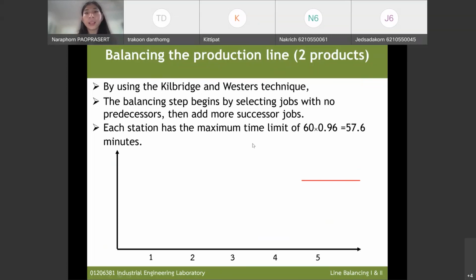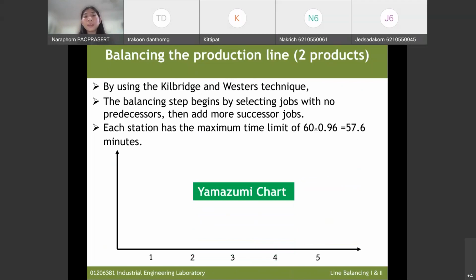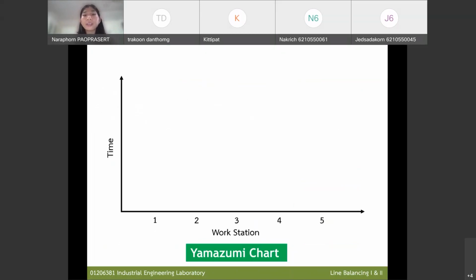So let's just get started. Here the time limit is 57.6, and 57.6 means that you have 60 minutes for the total time, multiplied by the efficiency rate, which is 96%. So this is the maximum time that you can place your jobs into the workstation. So let's just see, for example, this chart here is called a Yamazumi chart, which is from Japanese, I think. Okay, so let's just get started.